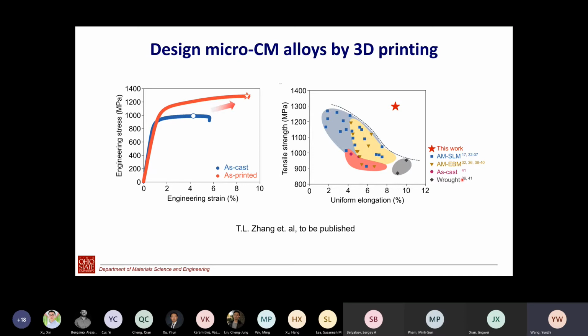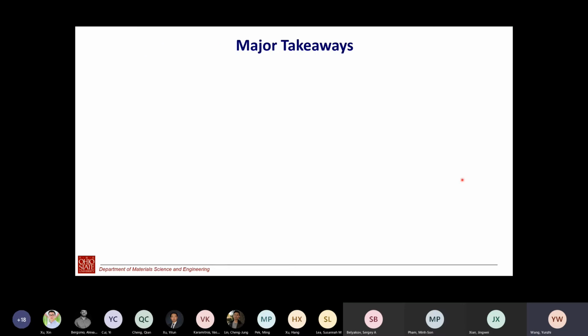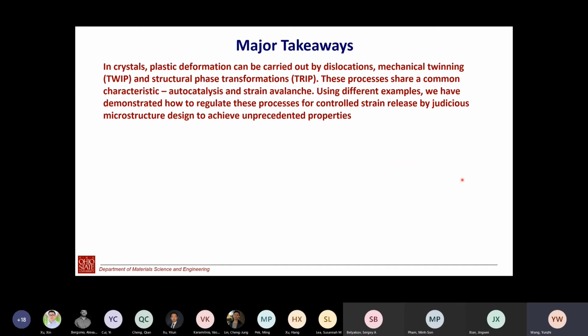So this same idea can be applied to dislocation plasticity as well. So the major takeaways, so time is over. Basically in crystals, if you think about plastic deformation, it can be carried by, of course, dislocations, but deformation twinning and structural phase transformation are also major plasticity carriers. So the structural transformation is unique. It can be a plasticity carrier, and it can also be an elasticity carrier.